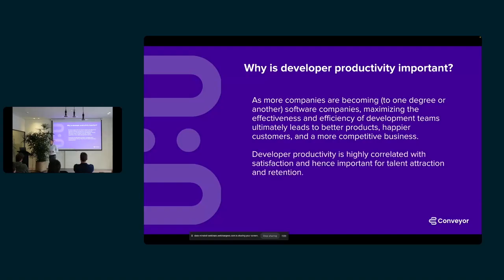I think there's a second part of the equation, and there's a high correlation between developer productivity and satisfaction. So why is that important? Because there's also a high correlation between satisfaction and retaining talent. So if you want to retain talent, you want to have a high developer productivity.